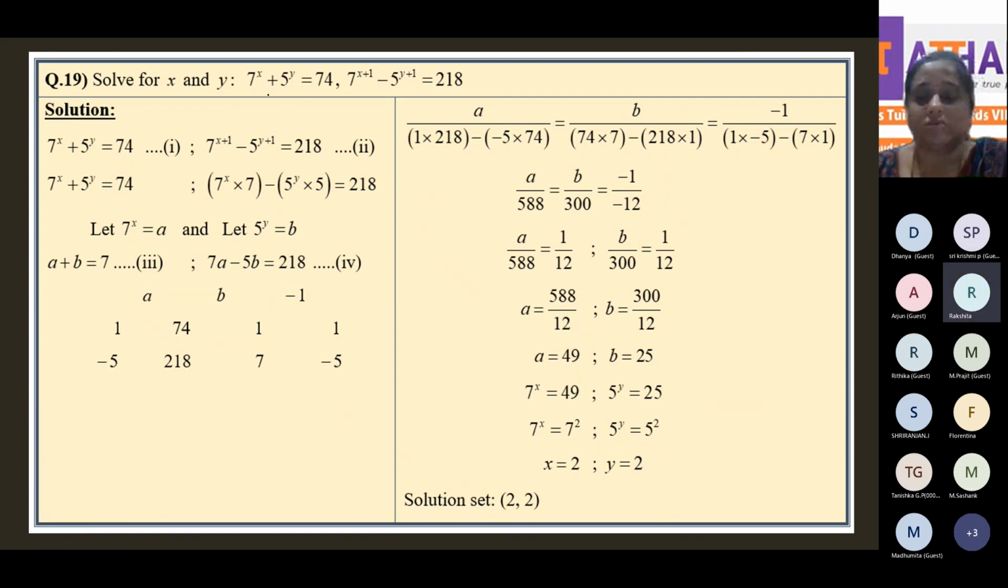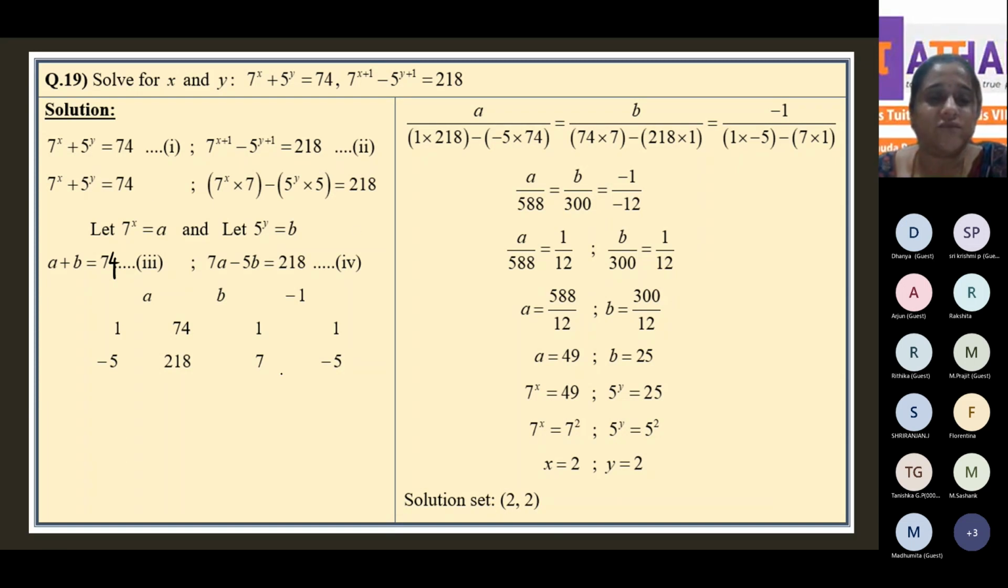Ma'am, in the equation... Let me just explain it, and then I can attend to your question. Is that okay, Rakshita? No, ma'am, you have missed a 4 there, in the third equation. Third equation, I've missed a 4, is it? Yes, ma'am, it's 74. Oh, yeah, thank you. I missed typing the 4 there. Okay, thank you, Rakshita.